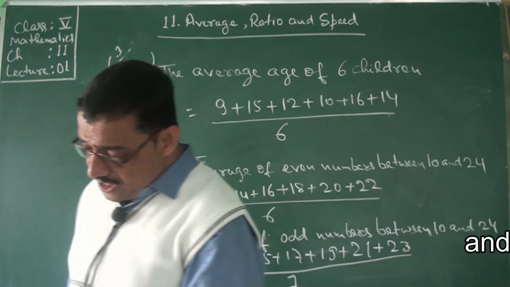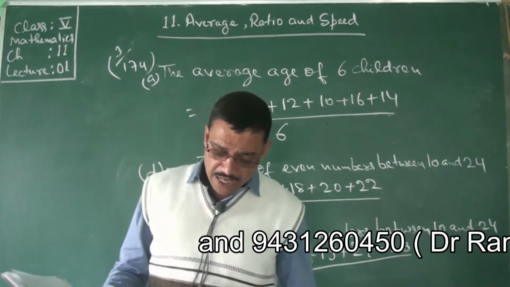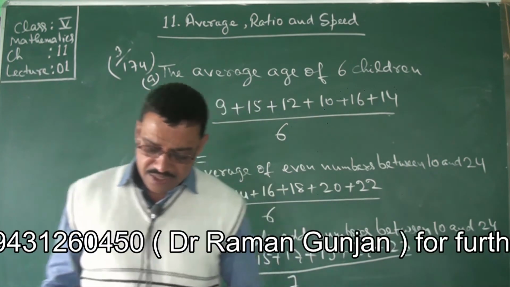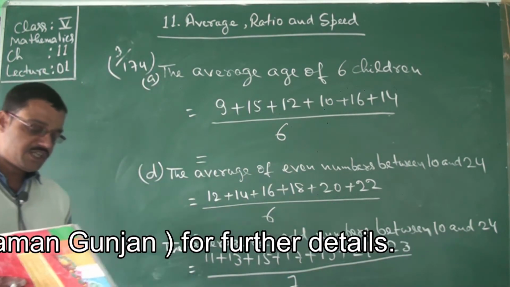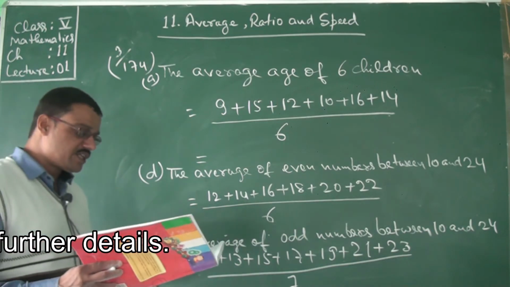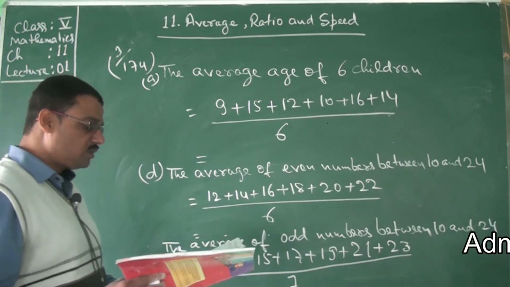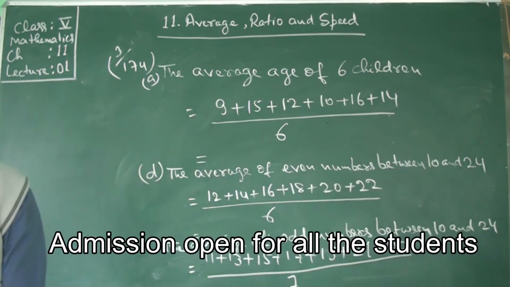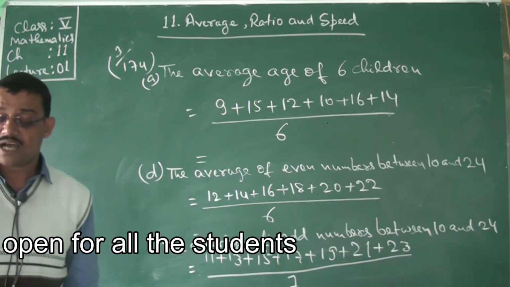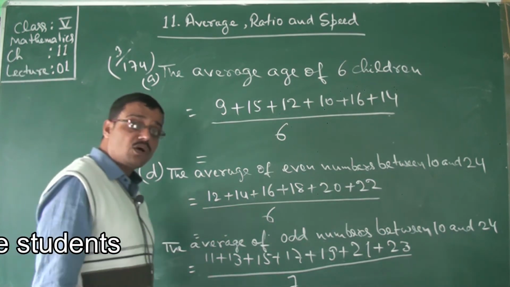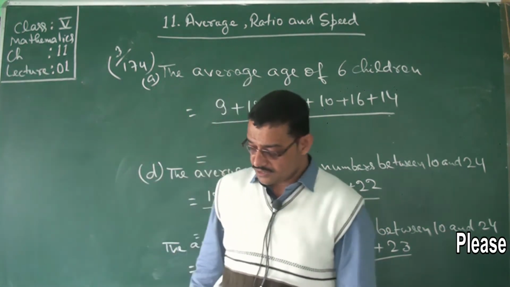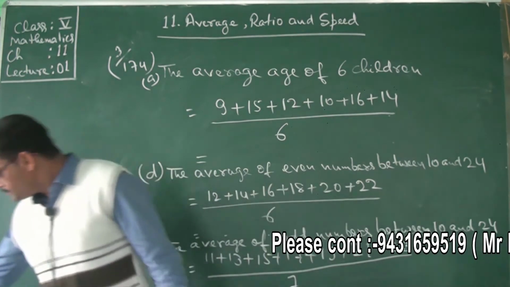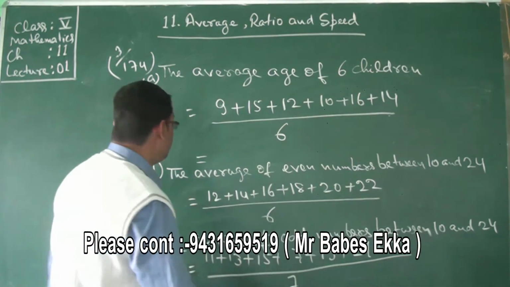Let me see the E number. The average of 5 numbers is 40. If 4 of these numbers are 26, 64, 38 and 20, find the remaining number. 4 numbers are given and the average of 5 numbers is also given there. We need to find the 5th number.